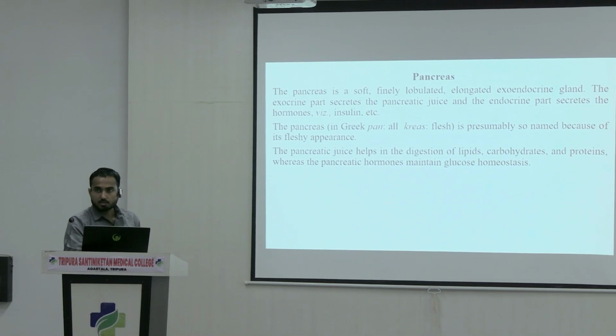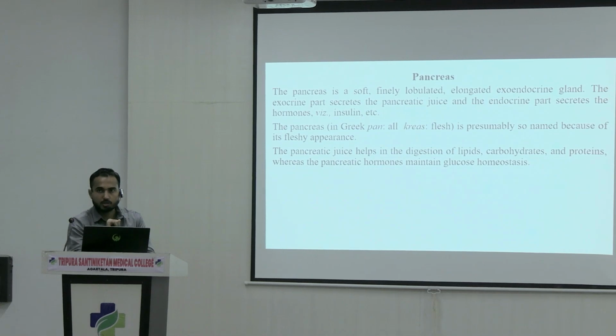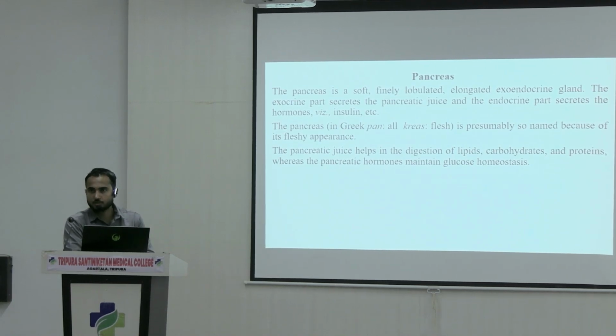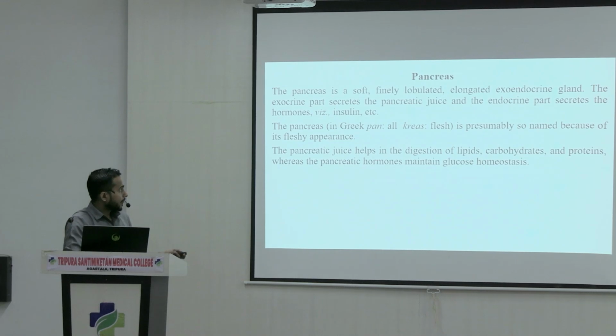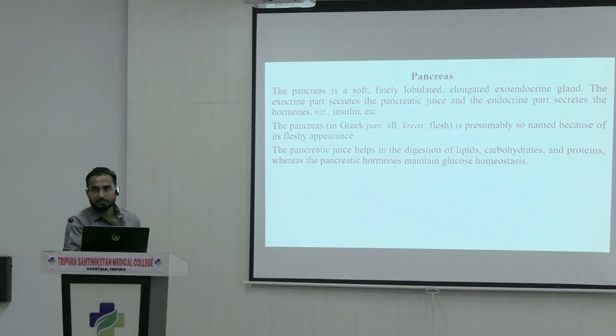If you see the pancreas, it is a soft, finely lobulated and elongated exo-endocrine organ, with a totally fleshy appearance, present at the posterior abdominal wall. Why is it exo-endocrine? That means it has both exocrine and endocrine function. Exocrine function means it secretes pancreatic juice, and endocrine means various hormones are secreted, the most important one being insulin. The word pancreas: pan means all, creas means fleshy, that means all fleshy organ.